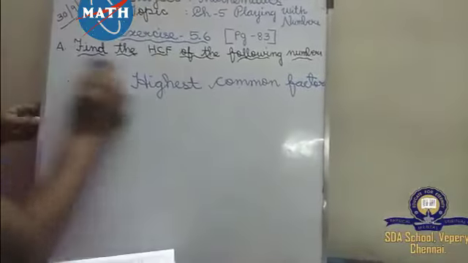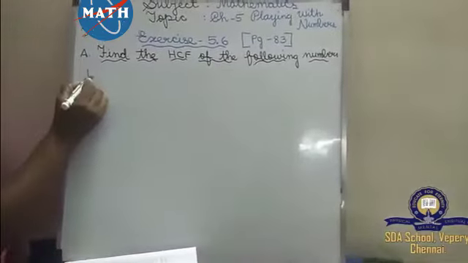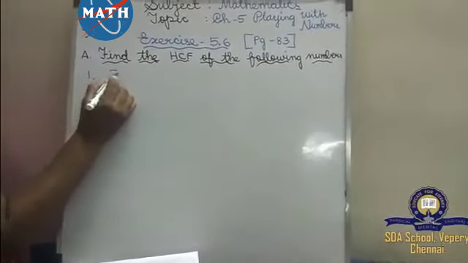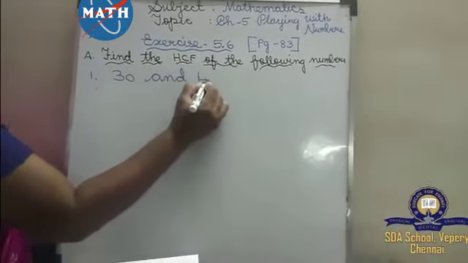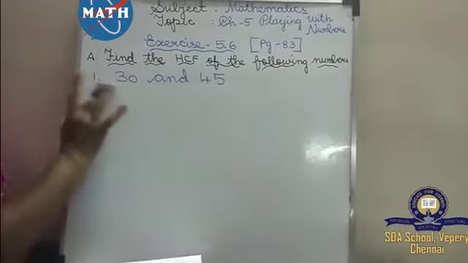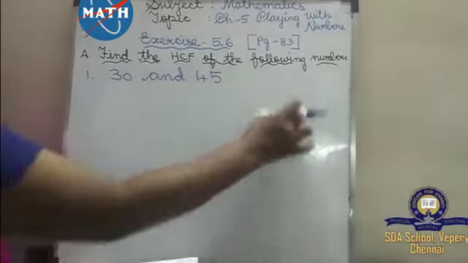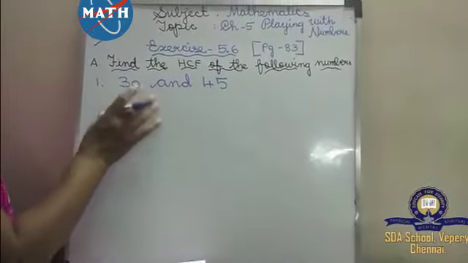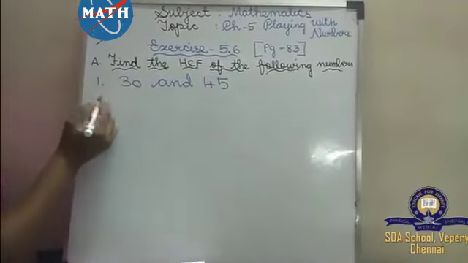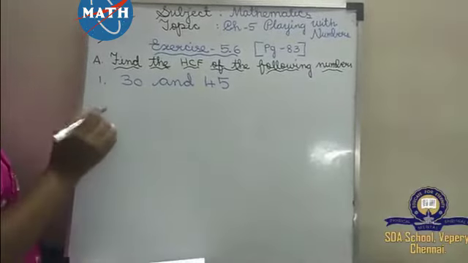How to find the HCF? First sum we are going to see. We have to find the HCF for 30 and 45. Okay, in the previous sums we wrote the tables like this, but we can't write the tables for every sum. Okay children, so we have to find in which table 30 goes.